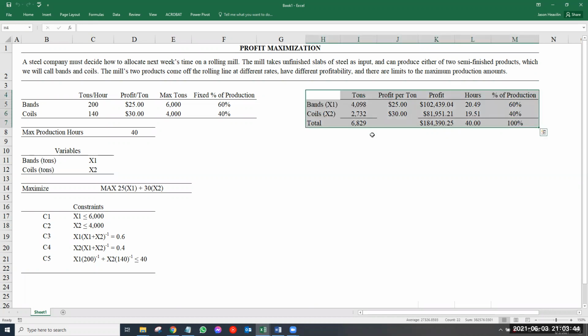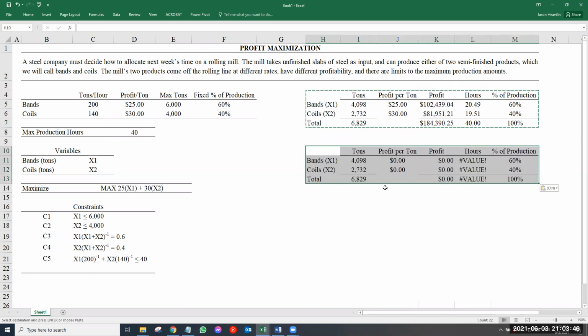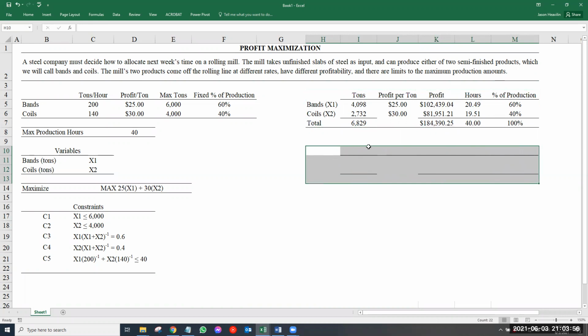Now, I'm going to copy and paste this here so you see what the deal is. The point is that if I change any of these two values, you can increase this and decrease that or move it around. It's going to either lower your profit, break the 40-hour maximum, or not keep the 60-40 relationship. And that's how you use Solver.